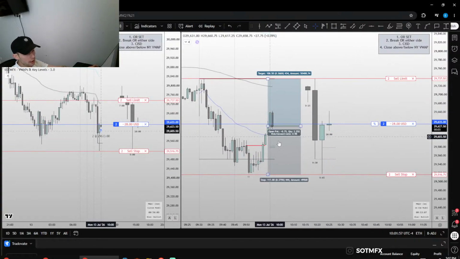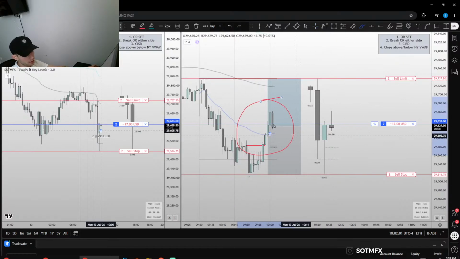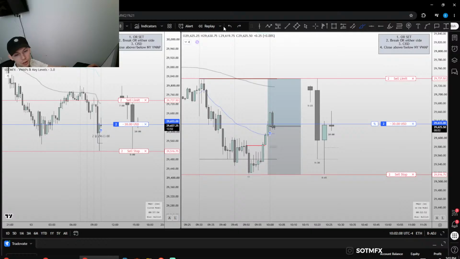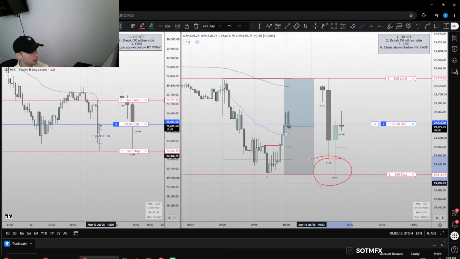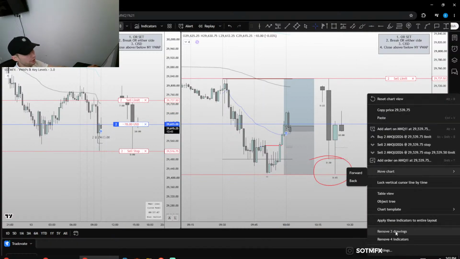Until I have the CISD on the opposite side of the trade, only then will I think to manage my trade. Until then, I'm not going to manage, because now I have a swing point on the 15-minute time frame. I have CISD. I mean, I have everything for the trade to play out.